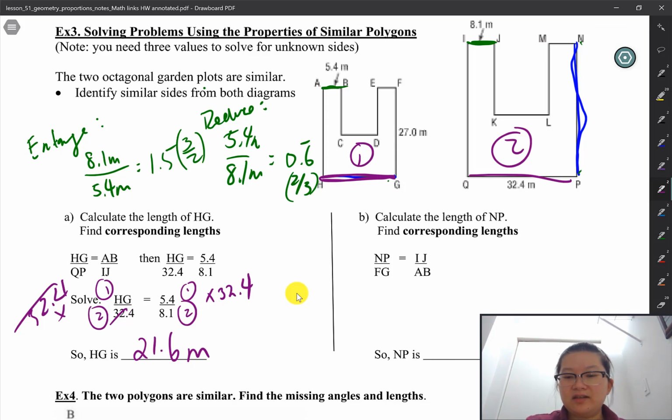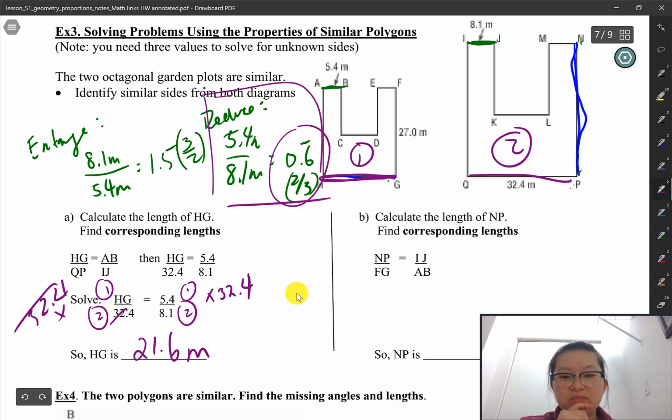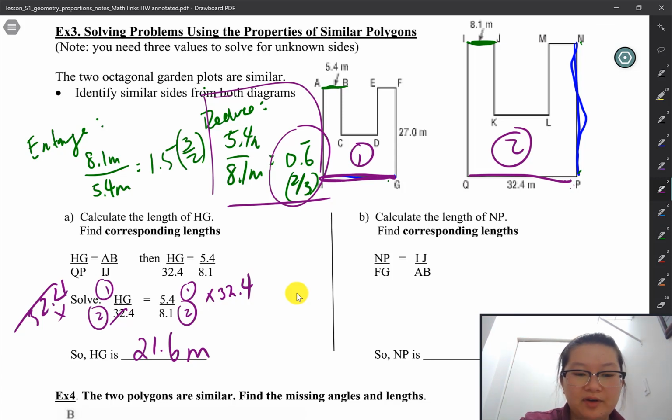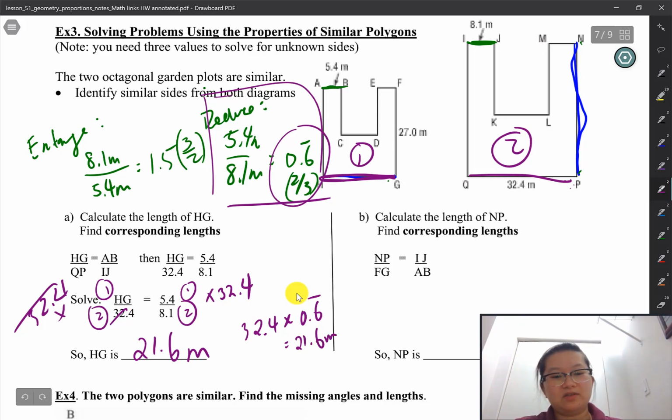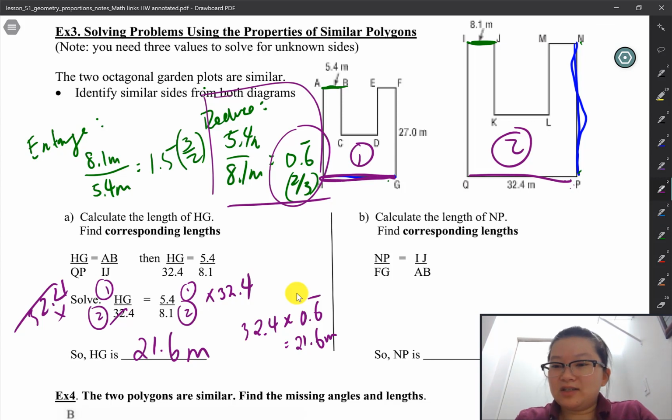Now notice this other thing that I did up here. If you used a scale factor method, then this is a reduction from QP. So all you have to do is multiply QP by this scale down factor of 0.6 repeated to give you your 21.6. And you can try that: 32.4 times 0.6666, which is just 2 over 3. That's also going to give you 21.6 meters as well. Okay, so both methods work. They're not really methods, it's just the same math. Anyways, let's do the next one.